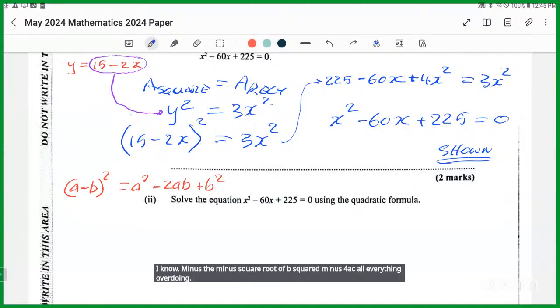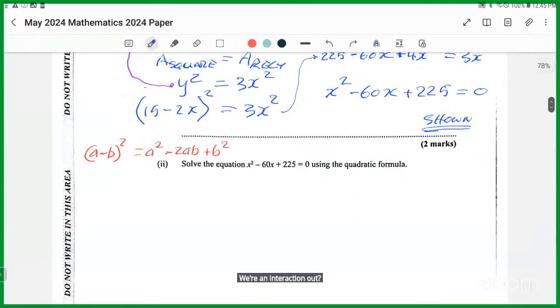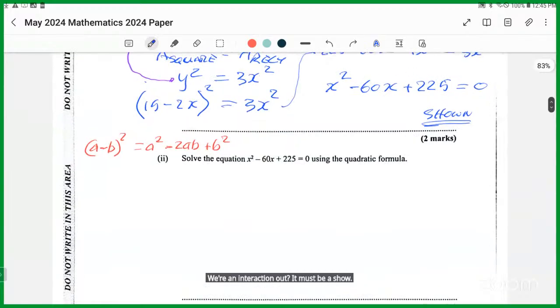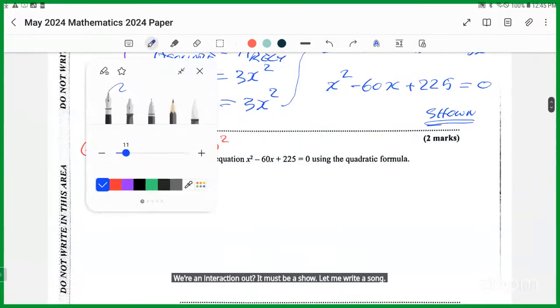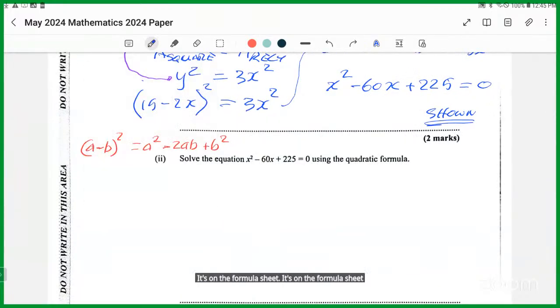Do I need to write the formula? Let me write the formula. How much space do you have? Let me write this formula. It's on the formula sheet. So let me just solve it then.